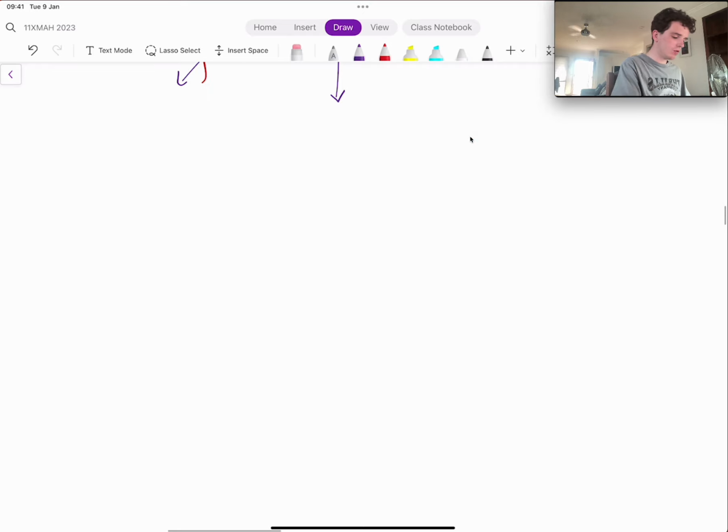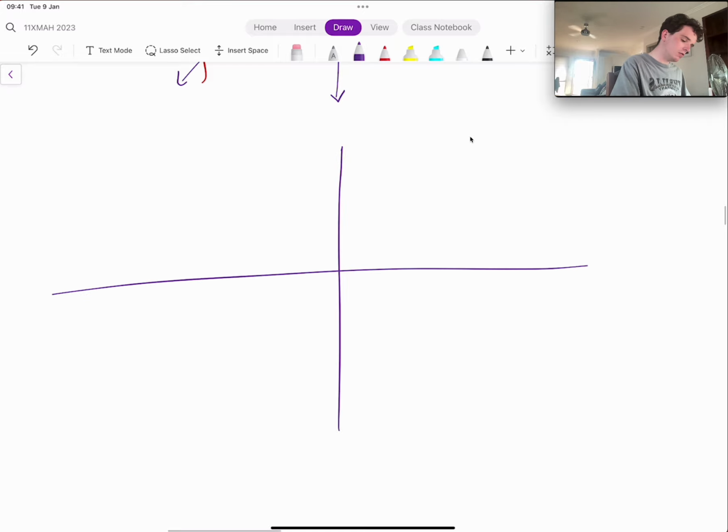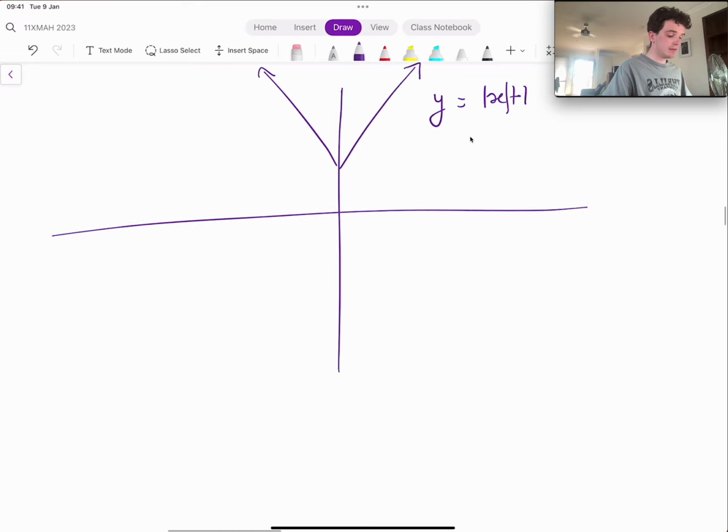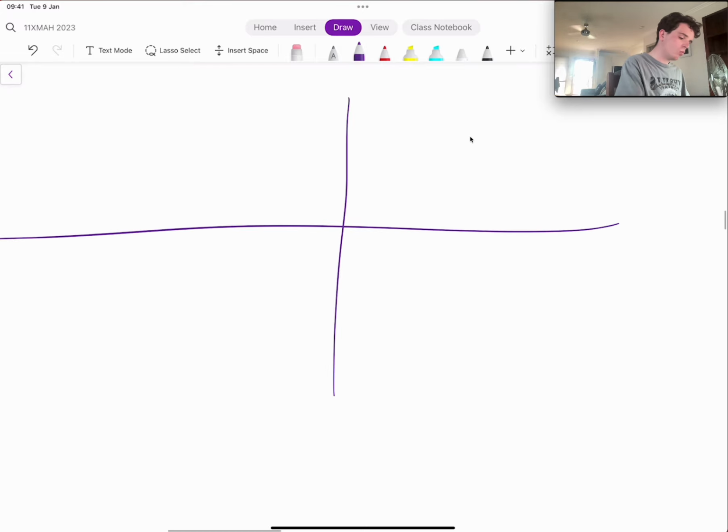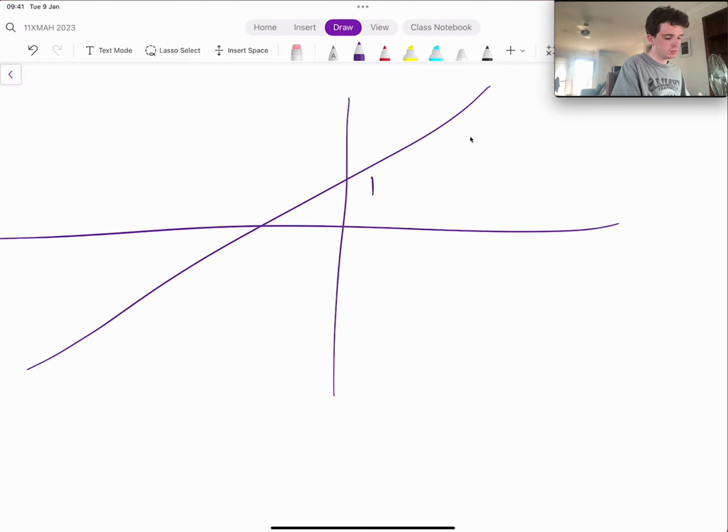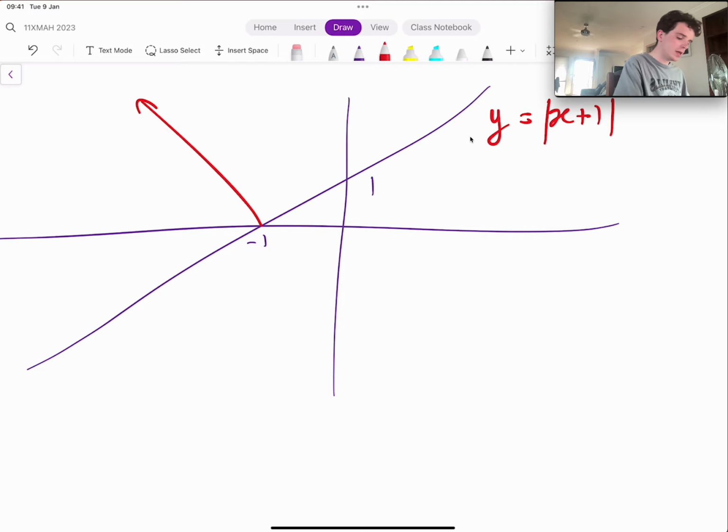If I considered the graph y is equal to the absolute value of x plus 1, that would be that. And if I had, say, the graph y equals x plus 1, well, that looks like that. So that's y equals x plus 1. If I then took the absolute value of y equals x plus 1, all of my negatives would go up there and become positive. They're kind of like parabolas, but they're a bit more pointy.